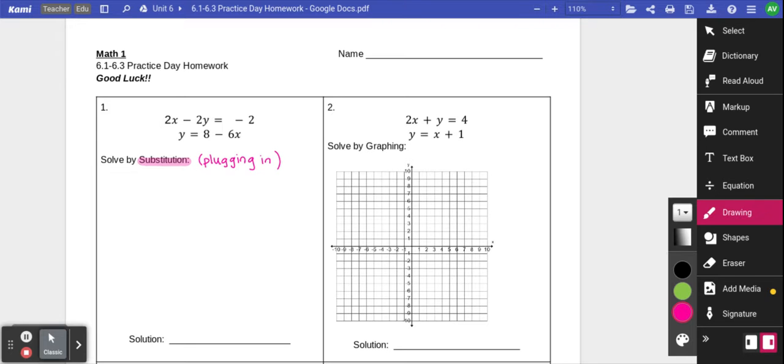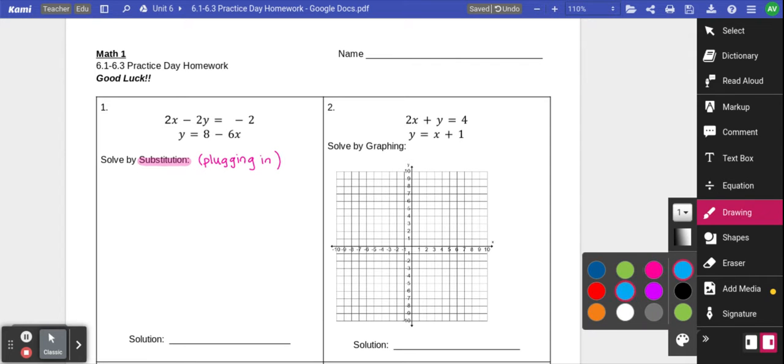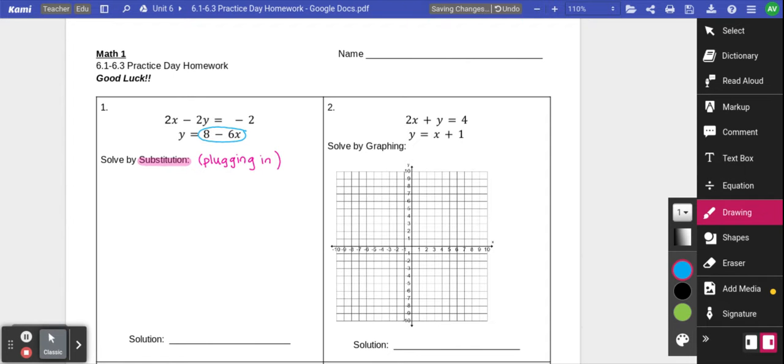So in this problem, since we know that y is equal to 8 minus 6x, what we're going to do is we're going to take the other y in the problem, which is in the other equation, and we're going to replace it with 8 minus 6x in order to solve. Here's what that's going to look like.